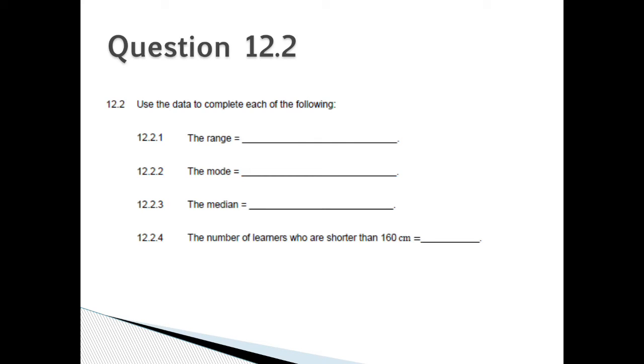12.2. Use the data to complete each of the following. 12.2.1. The range is equal to what? 12.2.2. The mode is equal to what? 12.2.3. The median is equal to what? 12.2.4. The number of learners who are shorter than 160 centimeters is equal to what?